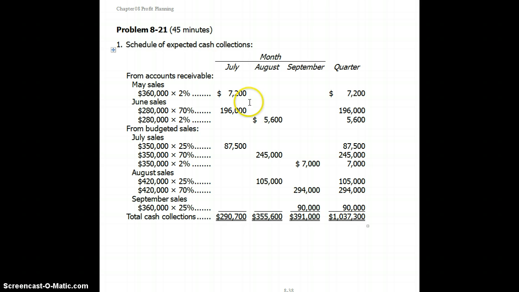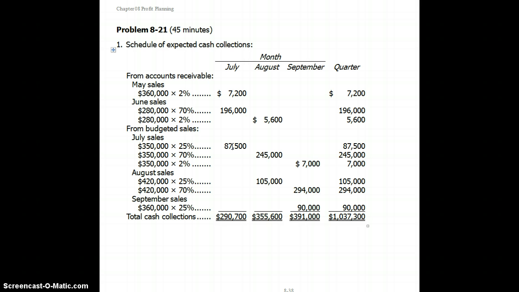in that particular month. For the month of July, we're obviously going to collect some portion of July sales, that being 25% of the $350,000, or $87,500. That's the obvious. We're also, since it takes us 3 months to collect all of the cash that we're going to collect from sales, we need to go back to the month of June and back to the month of May. May is 2 months prior, and when sales occurred in May, 25% would be collected in May, 70% in June, final 2% in July. So 2% of 360 is $7,200.